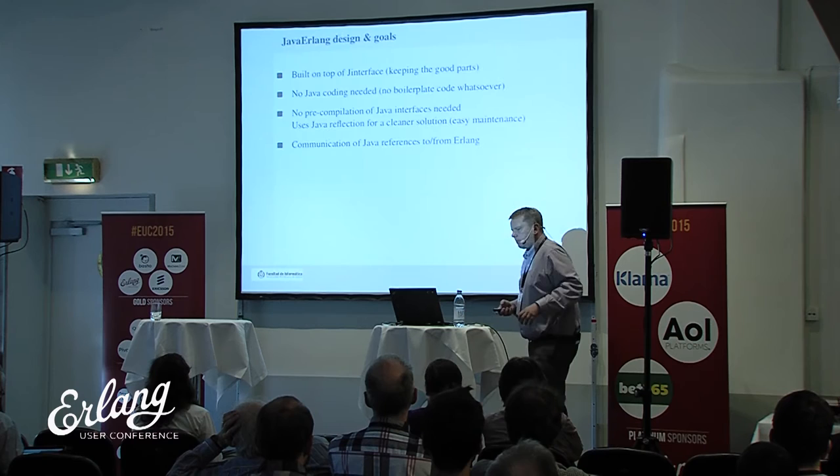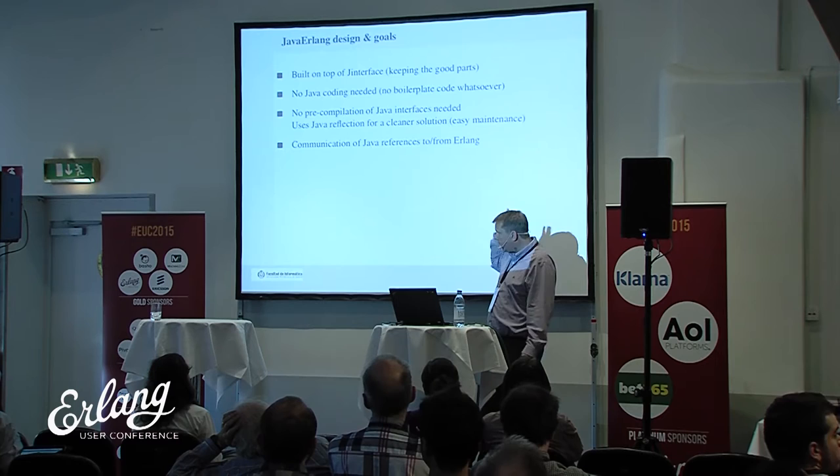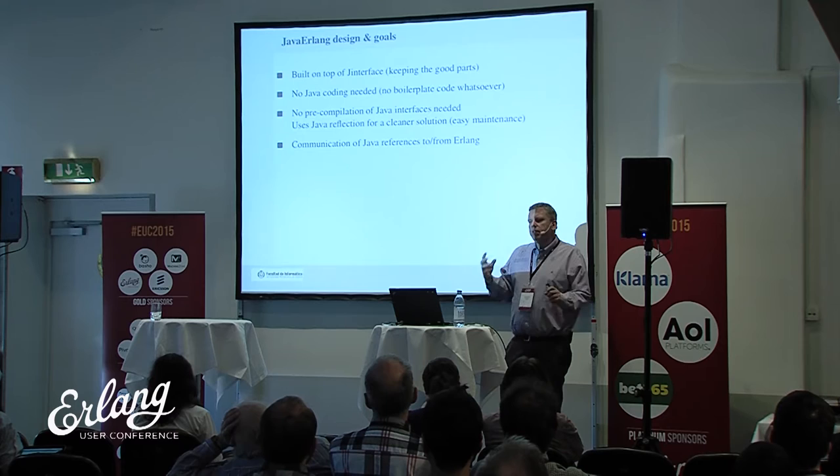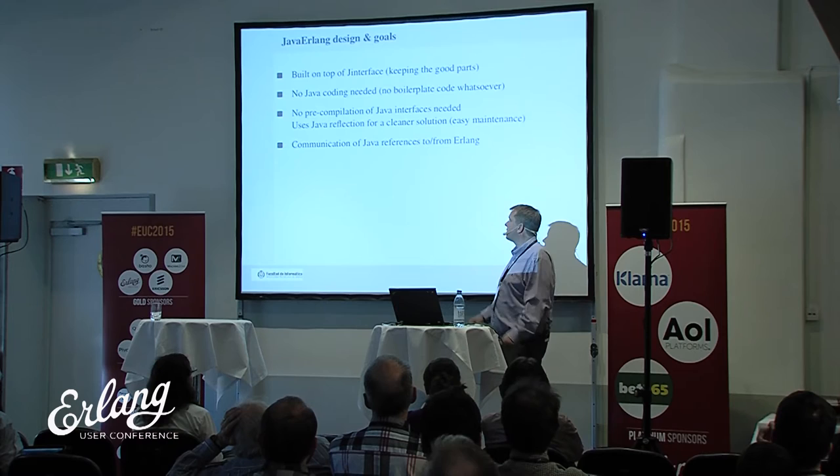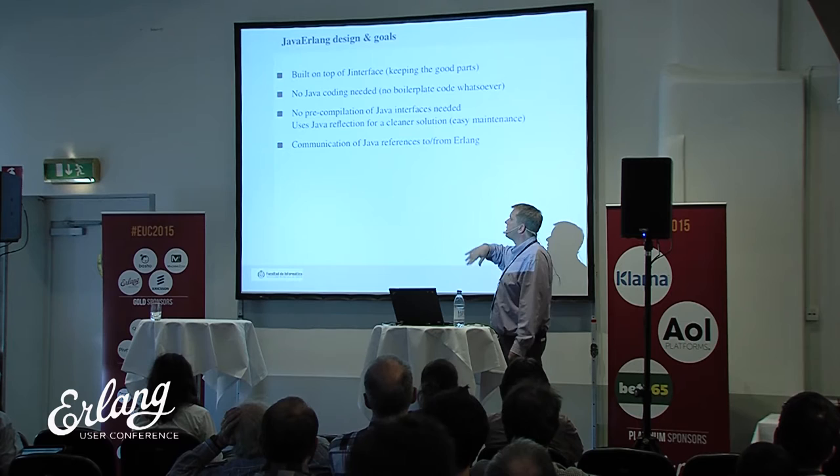Okay, so having looked at that, what do we want to do? Well, our design goal is we want to build this library, Java Erlang, on top of the interface because it has some good features. But we want to streamline the process of calling Java code from Erlang, right? For instance, sometimes when you see these libraries, there is a lot of work on pre-compilation of Java interfaces needed and all these things. We don't like to do that.